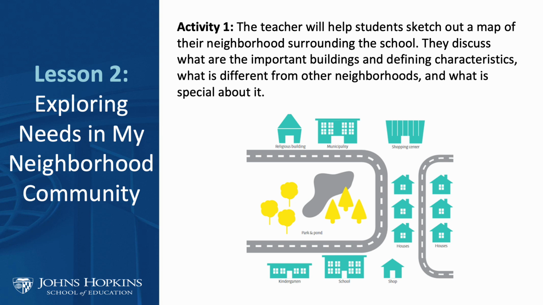In the first activity of Lesson 2, you will help students sketch a map of the neighborhood surrounding the school. During this process, you can facilitate a discussion about some of the following questions. Which buildings are important around the school? Why do you think so? And what are the building's defining characteristics? What is different in this neighborhood from other neighborhoods? What is special about it?